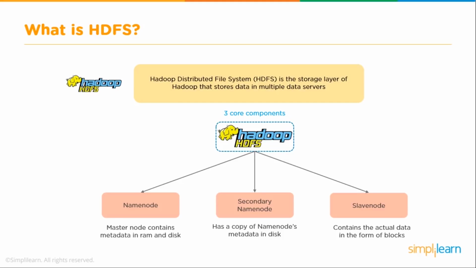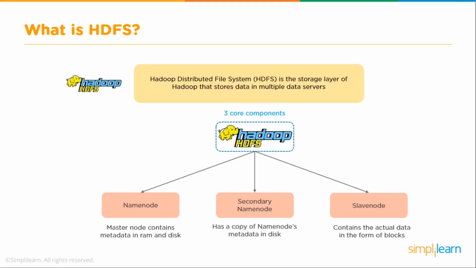However, it is not a hot standby, which basically means that if your NameNode fails, your secondary NameNode will not automatically become the NameNode. However, since it has a copy of NameNode's metadata on disk, it can be used to bring up a new NameNode. Or you could even start the NameNode process on the machine where secondary NameNode was running, and then secondary NameNode could be running somewhere else.